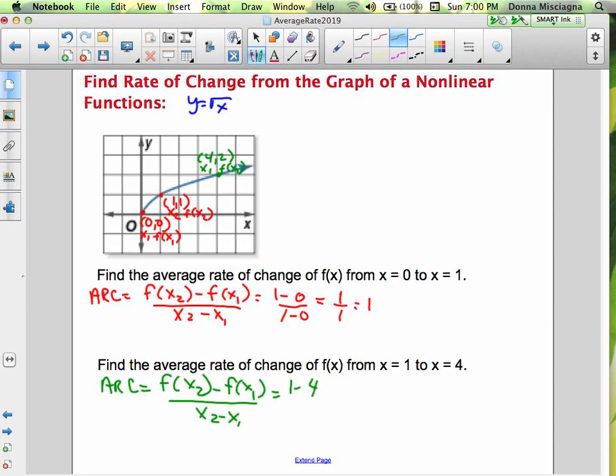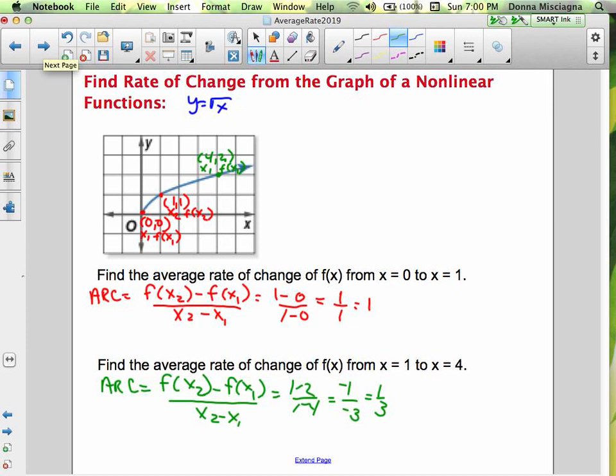1 minus 4. I will be very careful not to hit that again. 1 minus 4, 1 minus 2. It's got me all discombobulated. We want the difference in the value of the function. We want the difference in the y. 1 minus 2 over 1 minus 4. So that would be negative 1 over negative 3, which is 1/3.